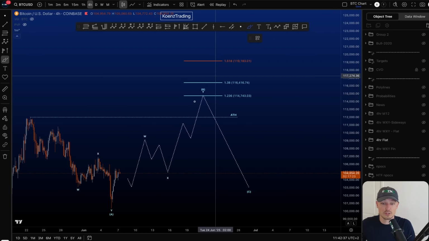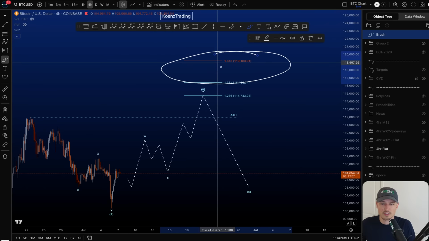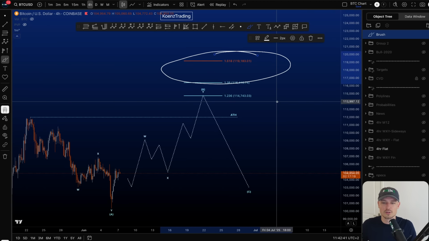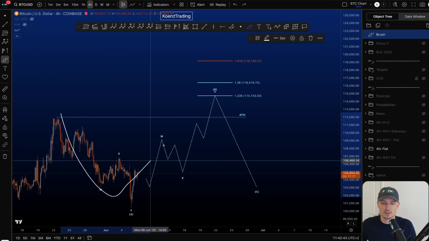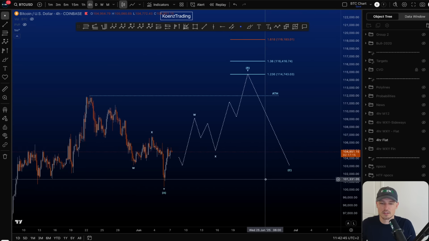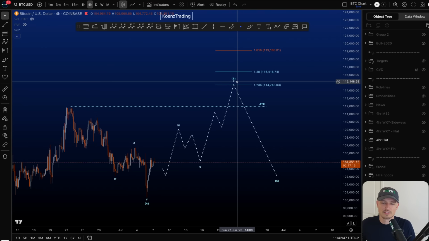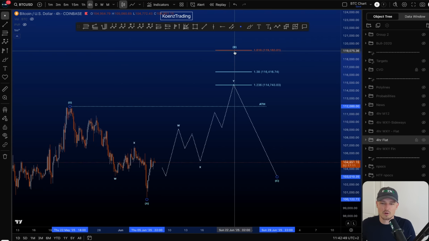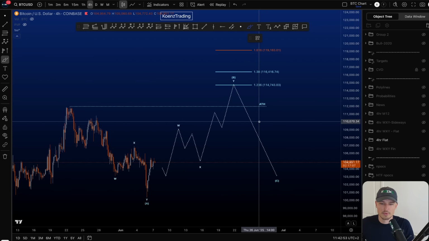Now, if price would continue up and touch this level here at 119.1K, this scenario, a flat, significantly reduces in probabilities. Not often do you see a wave B go all the way that high. It would be a very rare target for a wave B.